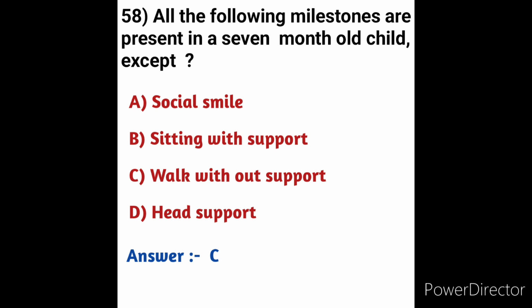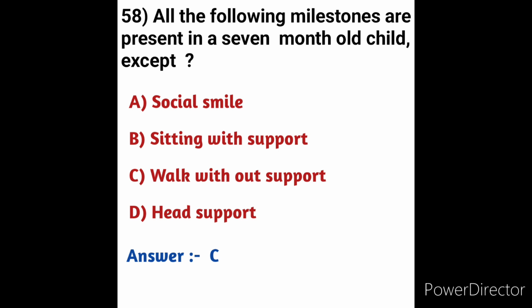The baby rolls both ways, front and back, and sits with or without support. The baby transfers objects from one hand to the other. These are the milestones of a 7 months baby. Here, except means the 7 months baby cannot walk without support, so option C is the correct answer. Next, move on to question number 59.